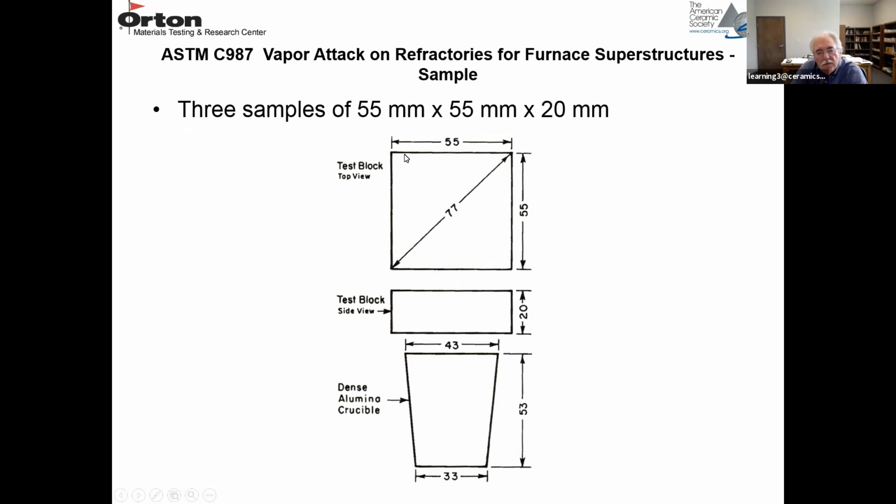So the sample is this rectangular prism. It's 55 millimeters by 55 millimeters in cross section, about 20 millimeters thick. And you're going to place it on top of this dense alumina crucible, which is a little smaller in diameter than 55 millimeters. And you're going to fill this crucible with the volatile material before you place the refractory block on top.